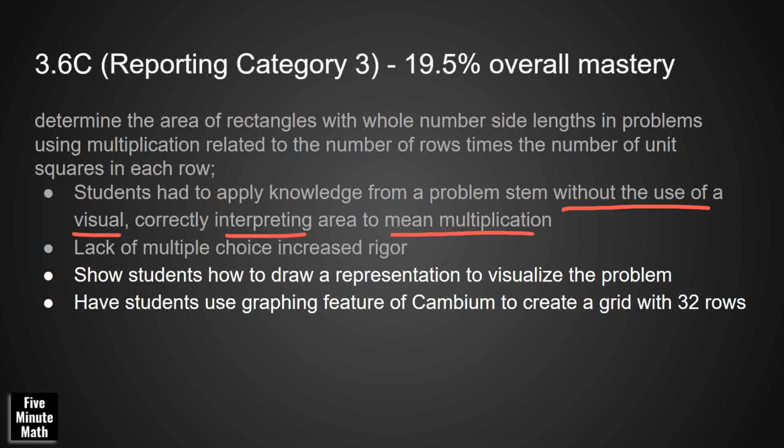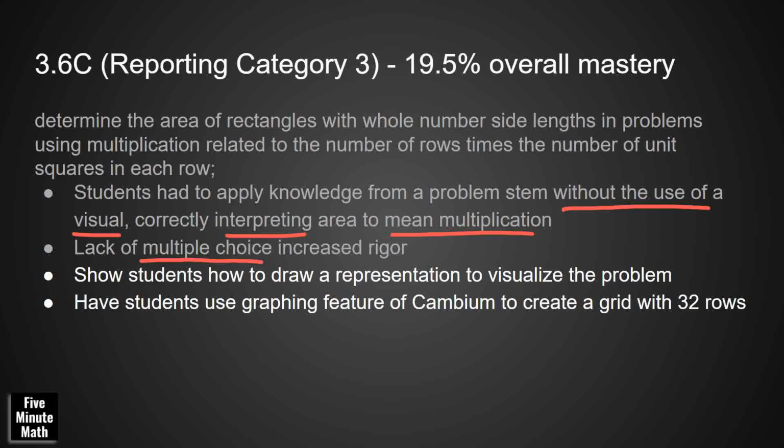So the fact that it didn't have multiple choice always increases rigor because if you have multiple choice, there's always a chance you can just guess and get it correct. Or if you work something out and none of the four answer choices are there, then you know that you need to go back and do it again. There's nothing to kind of double check your work when it's just a free entry like that.